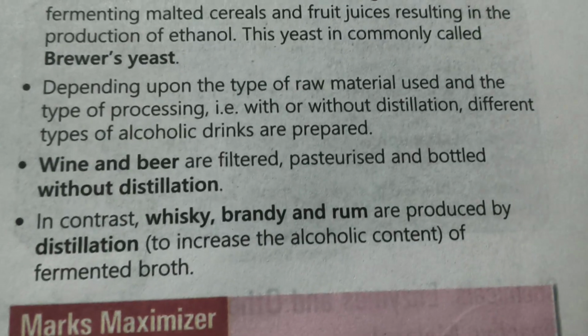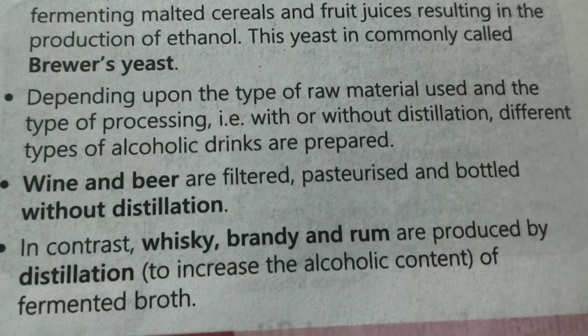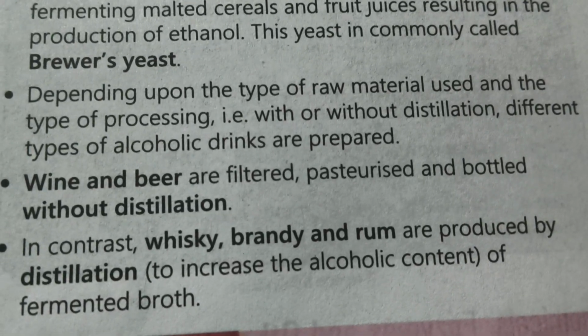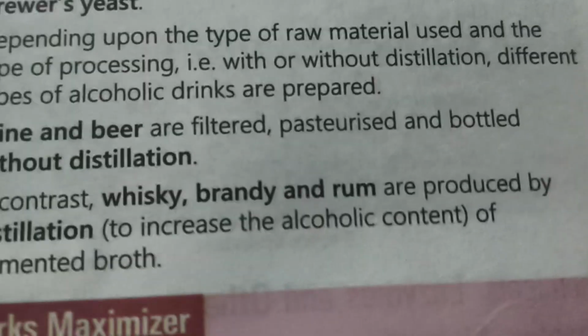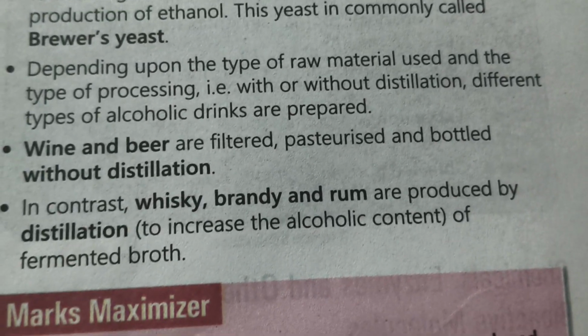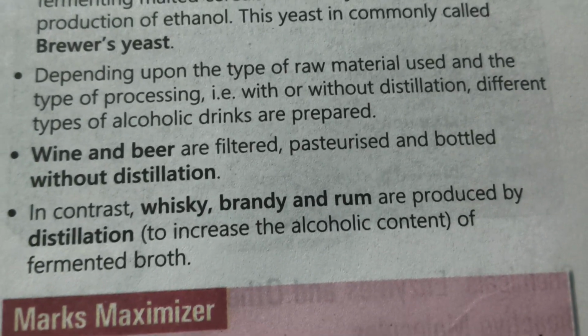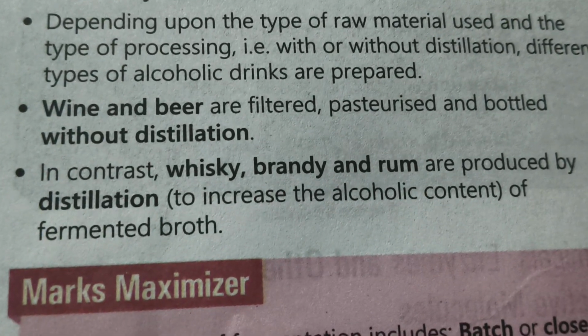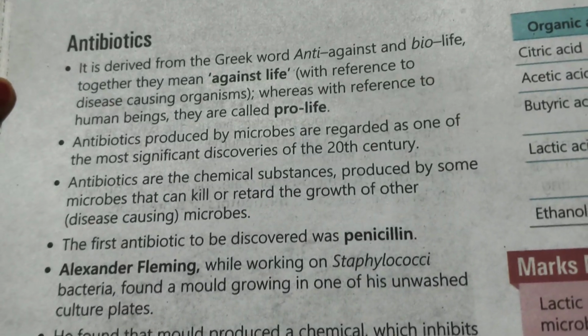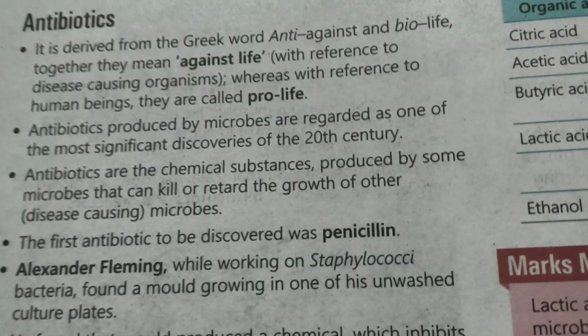Depending upon the type of raw material used and the types of processing, with or without distillation, different types of alcoholic drinks are prepared. Wine and beer are filtered, pasteurized, and bottled without distillation. In contrast, whiskey, brandy, and rum are produced by distillation. Antibiotic is derived from the Greek words anti, against, and bio, life.